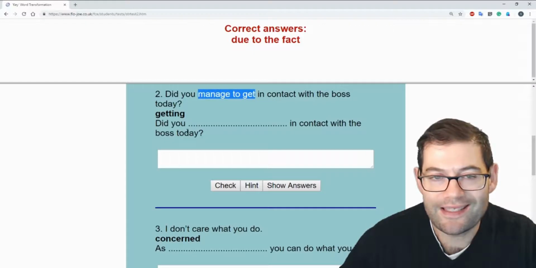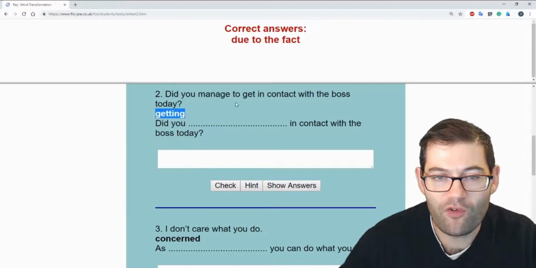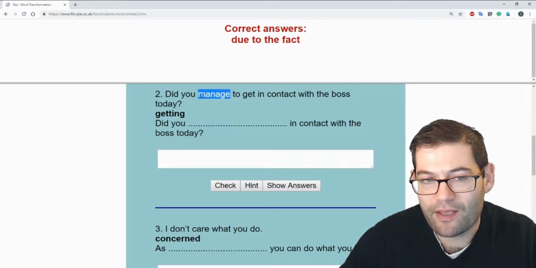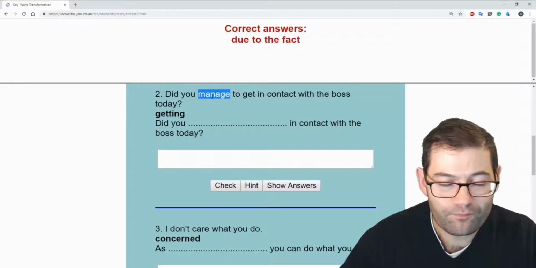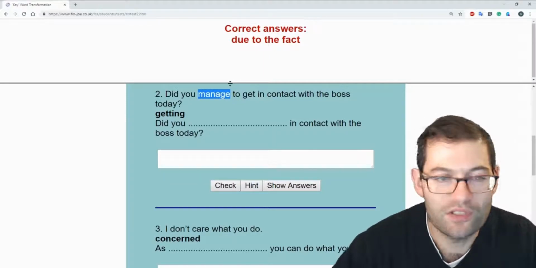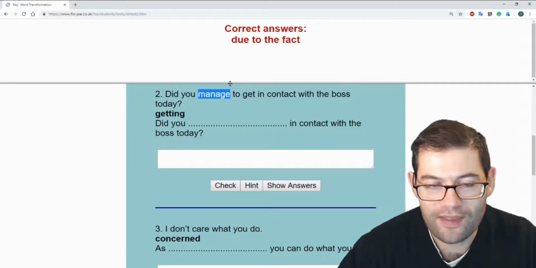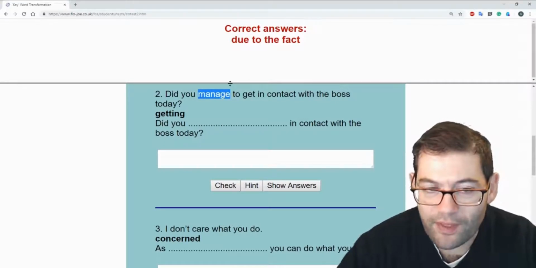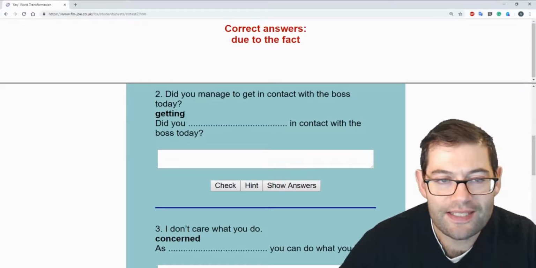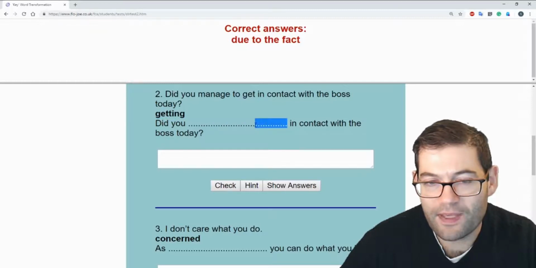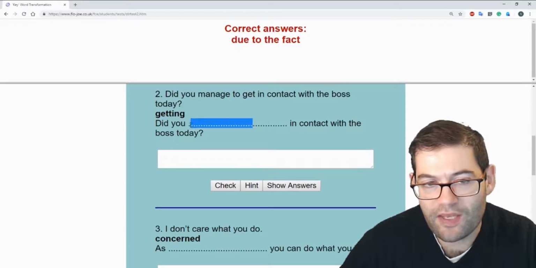We need to communicate the same message. And as a matter of fact, we've got a form of getting here. So really what we've got to do is think about vocabulary, which means the same as manage to. If you manage to, it means that you are able to do that thing. So we've got to think of vocabulary which means the same as being able to do something, but which would allow us to use this gerund, getting. Because we can see here that getting would go right in this space here. So getting in contact with the boss today. So we've got to think of something to go in this bit here.